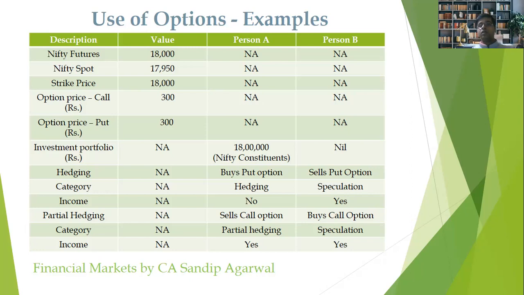Whereas if a person hedges his portfolio in the sideways market by selling a call option, and the market doesn't go in the upward direction and moves in the same range, then in that case he will make an income as well, because he has sold a call option and received the premium. Whereas the speculator will make money both in case of selling the put option and selling the call option, in case the market doesn't move at all or it moves in the opposite direction.